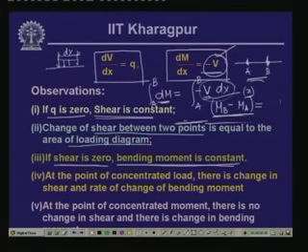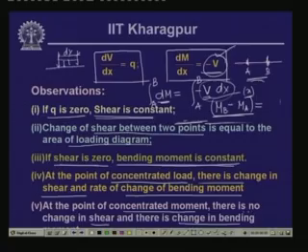Now, at the point of concentrated load, there is a change in shear and rate of change of bending moment, that is what we have observed right now, and at the point of concentrated moment there is no change in shear, but there will be a change in the bending moment. So, these are the different kinds of loading as we have looked into, and their relationship with the shear and the bending moment can be summarized in this form.